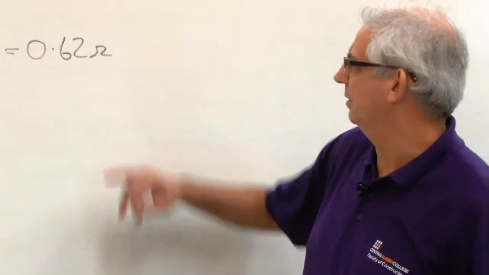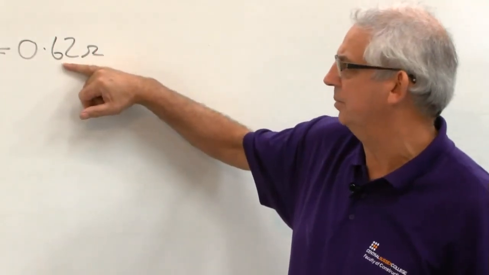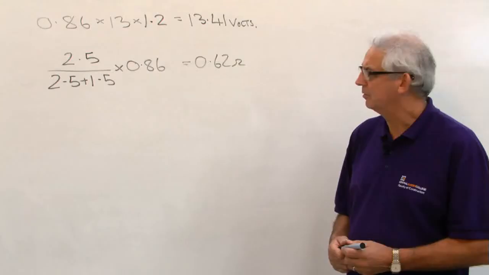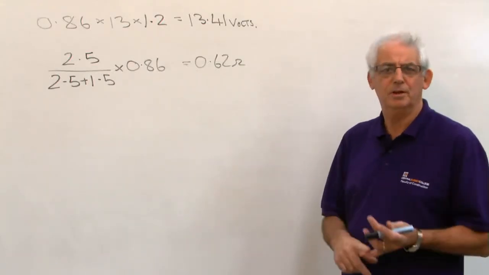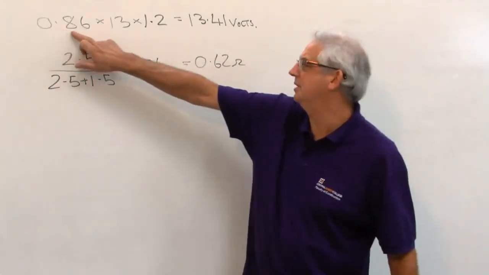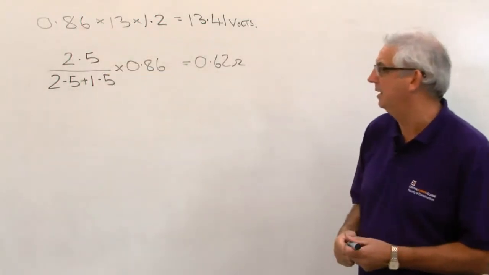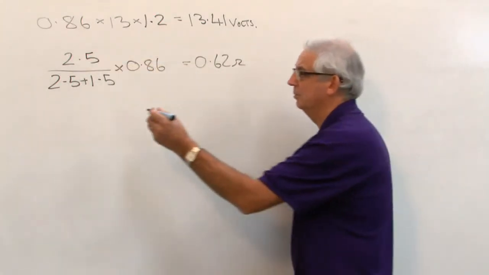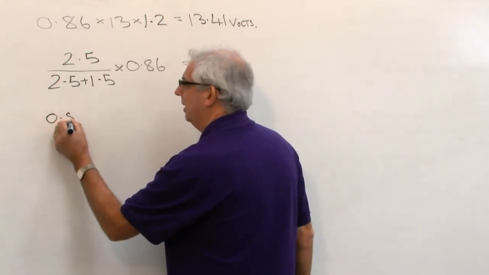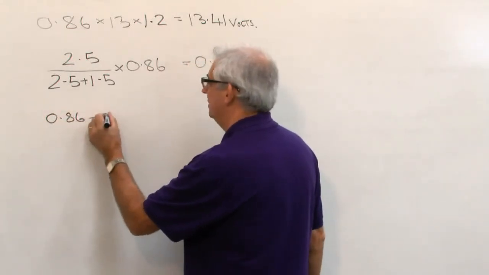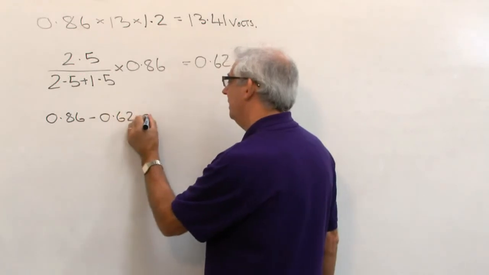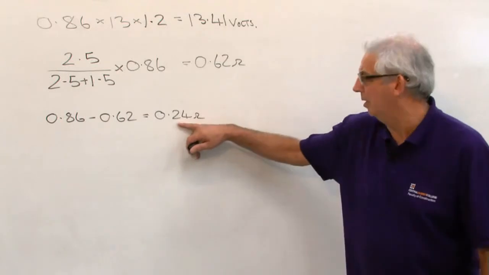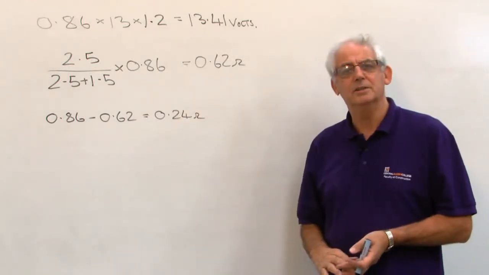So we now know that this is the resistance of our CPC, this is the resistance of our line and CPC. Of course, I really need to know the resistance of my line conductor, and as this is the resistance of line and CPC, all I need to do is take this away from that, which will give me the answer I'm looking for. So 0.86 minus 0.62 equals 0.24. 0.24 is the resistance of my line conductor.